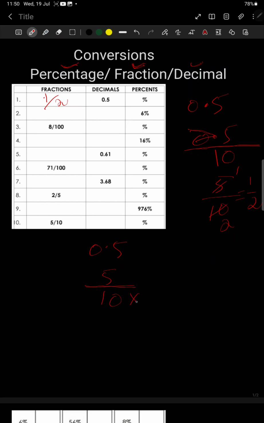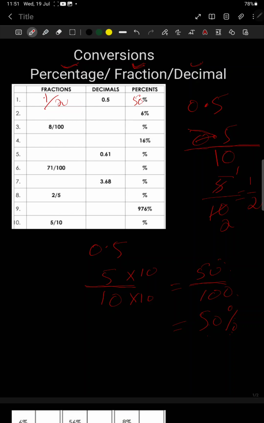To make it 100, I will multiply by 10, because 10 tens are 100. If I multiply the denominator by 10, I will multiply the numerator as well. 5 tens are 50, 10 tens are 100. So this 100 in the denominator will be written in the form of this percentage sign. This sign represents the percentage. So 50%, percent means out of 100. 50% means 50 by 100. So the first row has been solved like this.